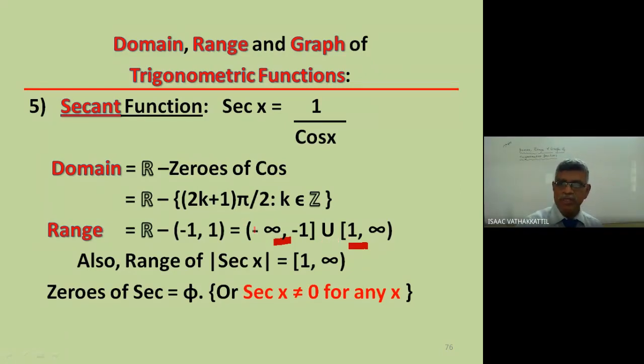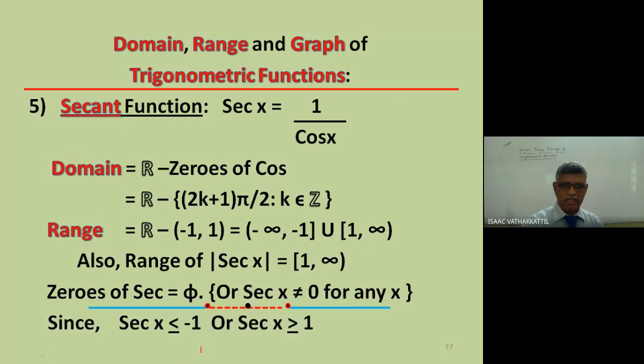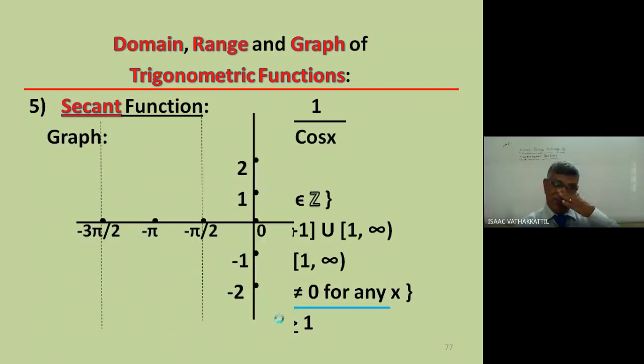No value between minus 1 and 1 can be assumed by the sec function. The sec function will have values either more than or equal to 1 or less than or equal to minus 1. Okay? Sec x has to be less than or equal to minus 1 or more than or equal to 1. No value between minus 1 and 1. It can be minus 1, it can be 1, but not between minus 1 and 1.